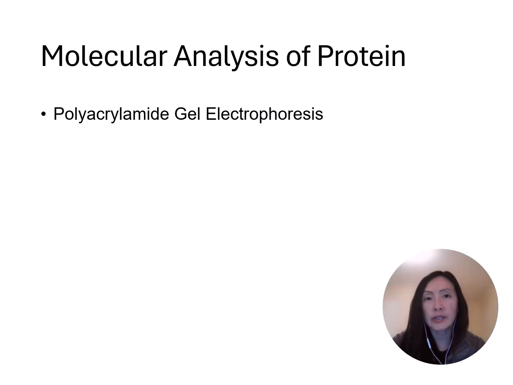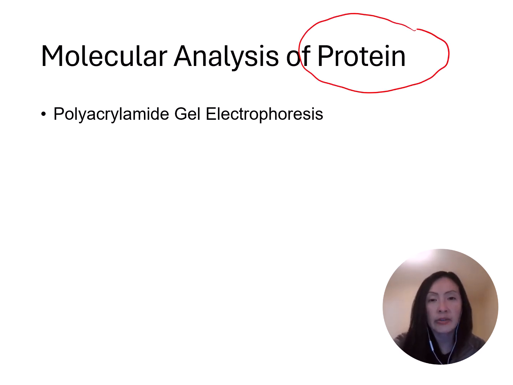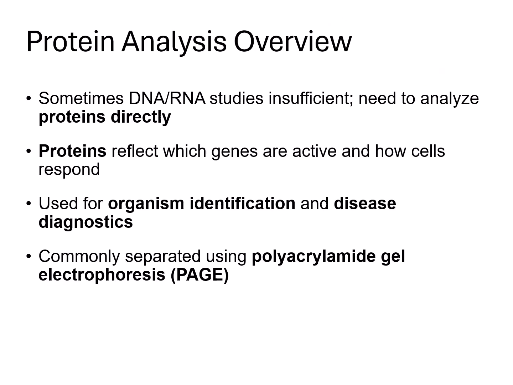DNA and RNA tell us what could happen in a cell, but proteins reveal what's actually happening. So to study active gene expression or disease states, we often need to examine proteins directly. So we'll start by looking at polyacrylamide gel electrophoresis. So protein analysis helps us identify which genes are active and how cells are responding to their environment. This is really key for diagnosing diseases and identifying microorganisms.